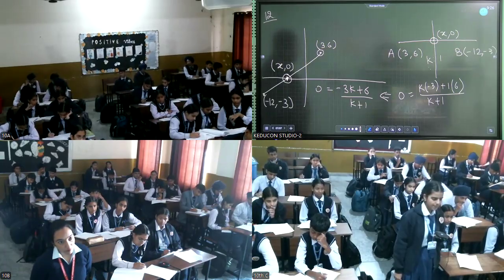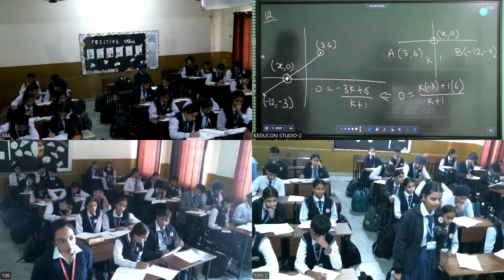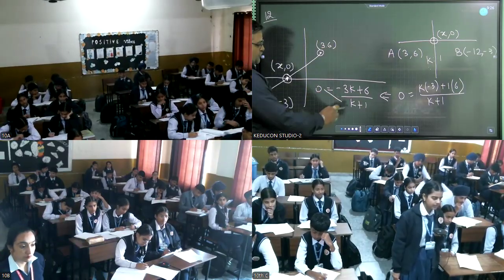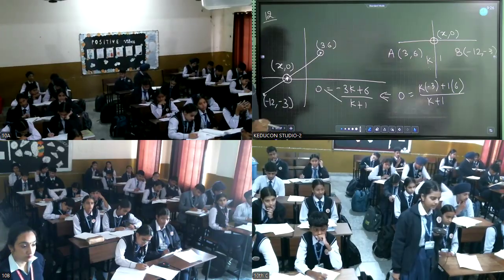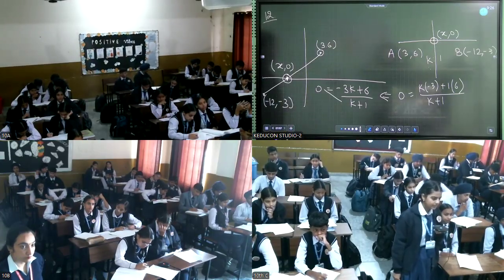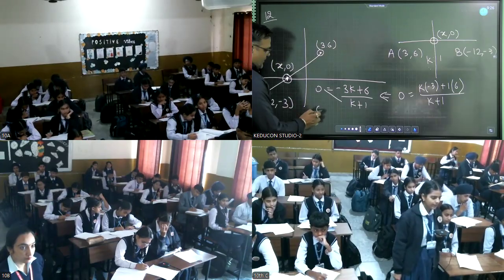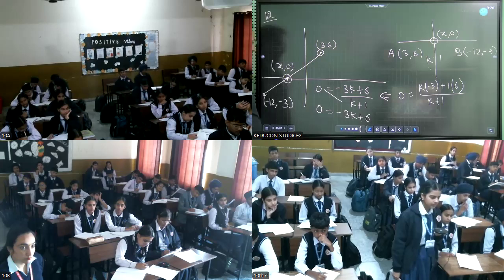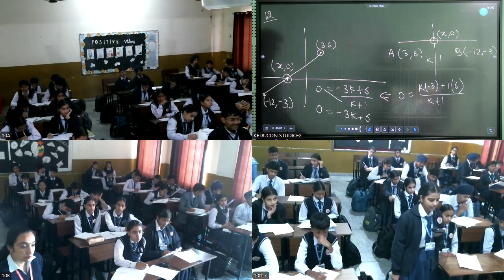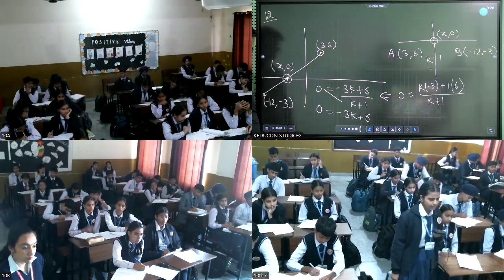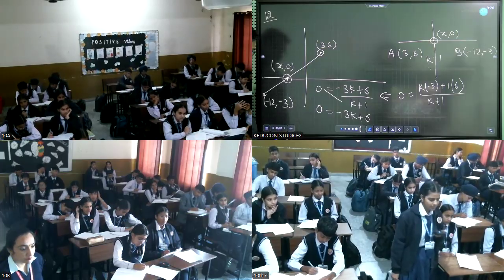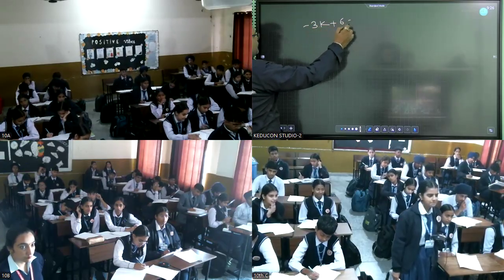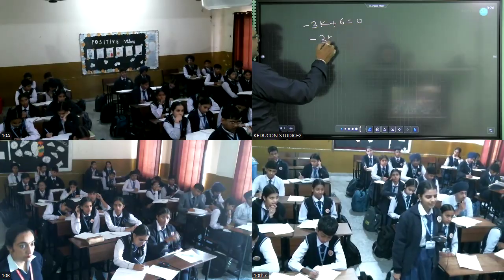What will be the next step, beta? Sir, cross multiplication. Yes, cross multiplication. So this will be multiplied by the 0. 0 into k plus 1. What does it become? 0 will be equal to minus 3k plus 6. Now what will be the value of k? Sir, k is equal to 6 plus 3. Beta, look: -3k plus 6 equal to 0. Take 6 on the other side.